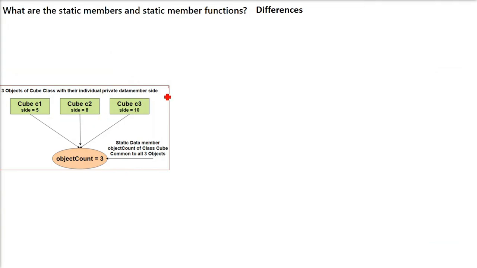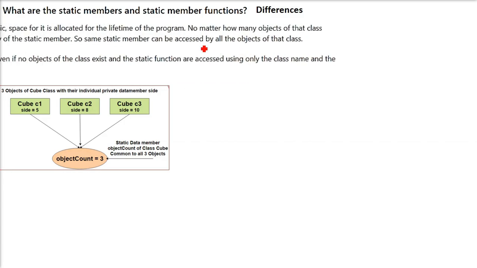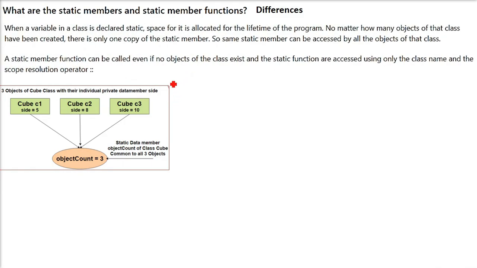What are these static members and static member functions? So let us see the differences also. But static means, just keep in your mind, one. Static means one. So when a variable in a class is declared as static, the space for it will be allocated for the lifetime of the program only once.